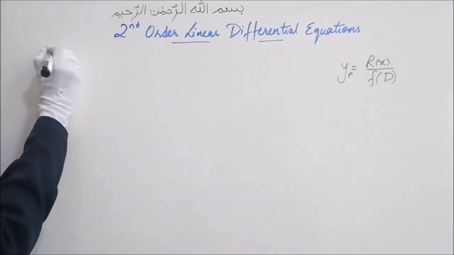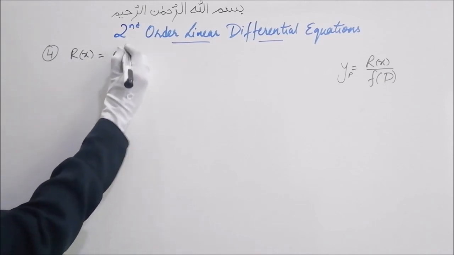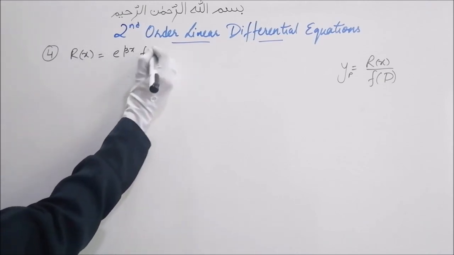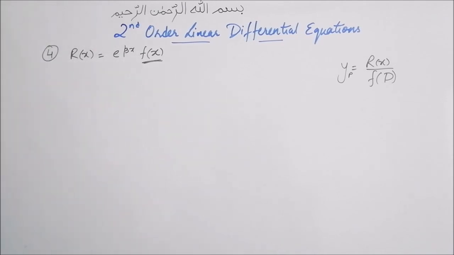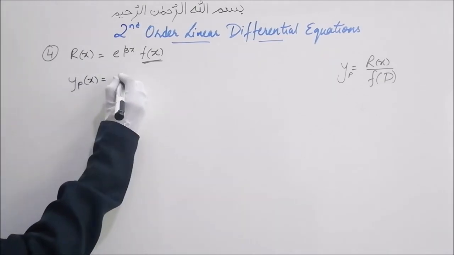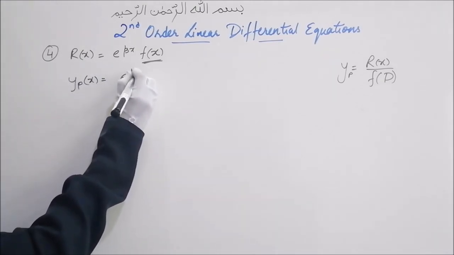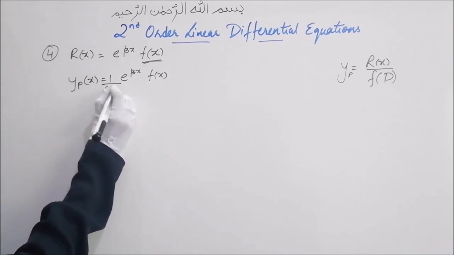The fourth case is when R(x) is of the type e^(beta x) f(x). Now this f(x) can be either a polynomial of x, or it can be sin alpha x, or it can be cos alpha x. How do we find the particular integral in this case? That will be equal to e^(beta x) f(x) times 1 by f(D).